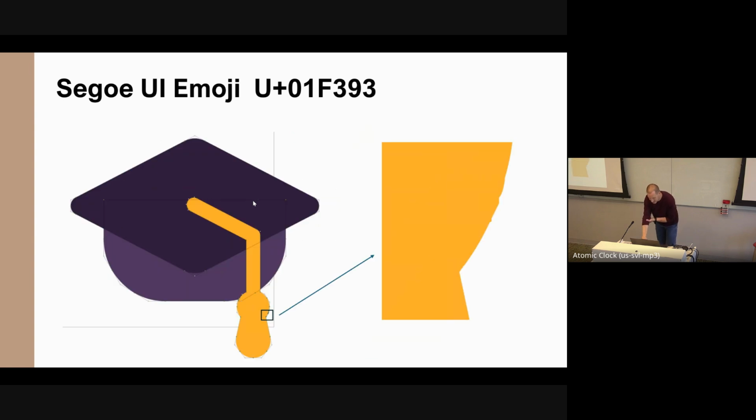And then here's another example of a very similar thing. We've got a large number of control points down here on this tassel, and it's causing this really ugly edge to show up here.